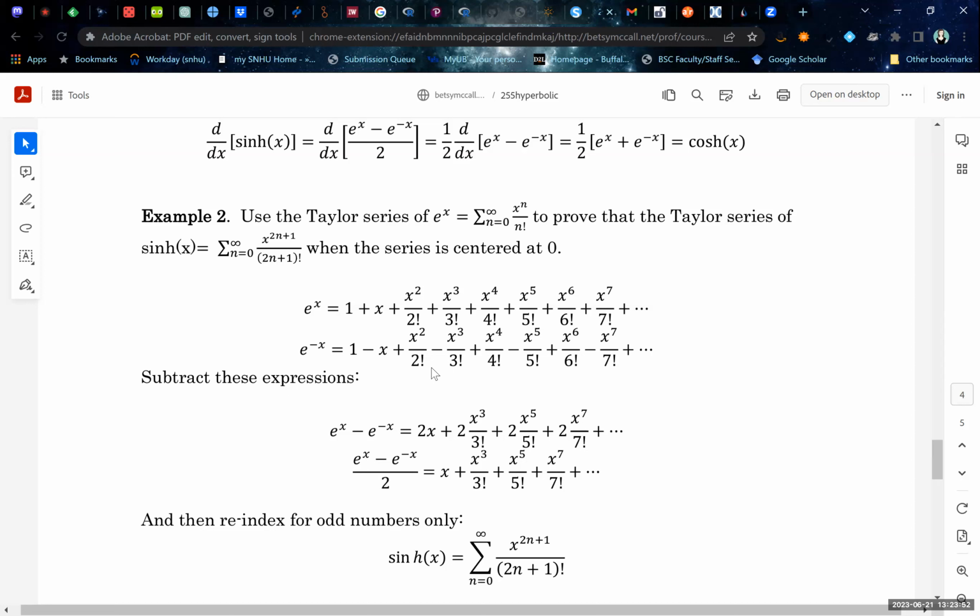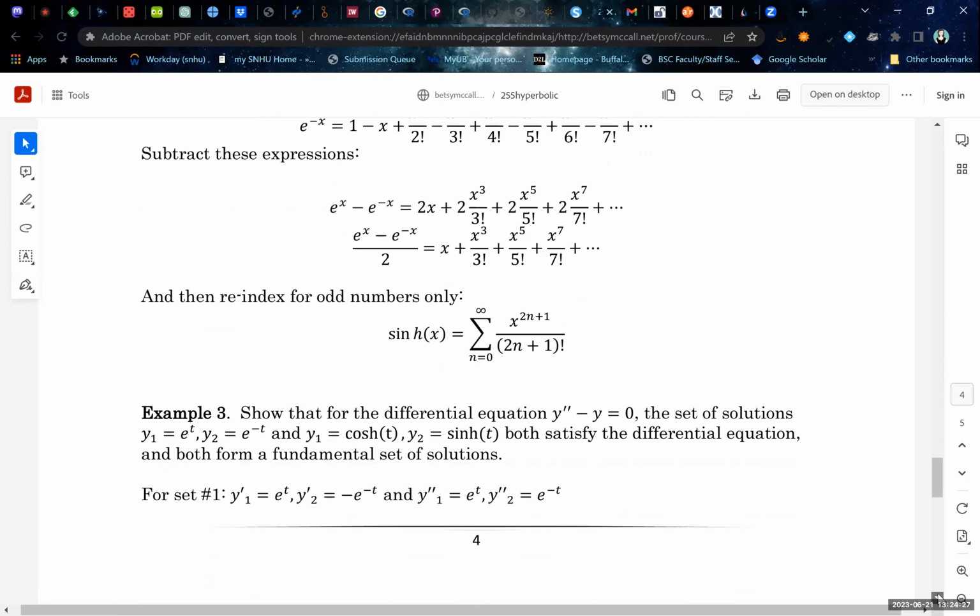And if you subtract these expressions for hyperbolic sine, what you get is that the ones will cancel, but the x's will add. And then the x squares will cancel, but the x cubes will add, and so forth. And then you divide out by the 2 to get the hyperbolic sine function. And so you can derive this hyperbolic sine formula very directly, just from the definition, without having to take your traditional repeated derivatives and things like that.